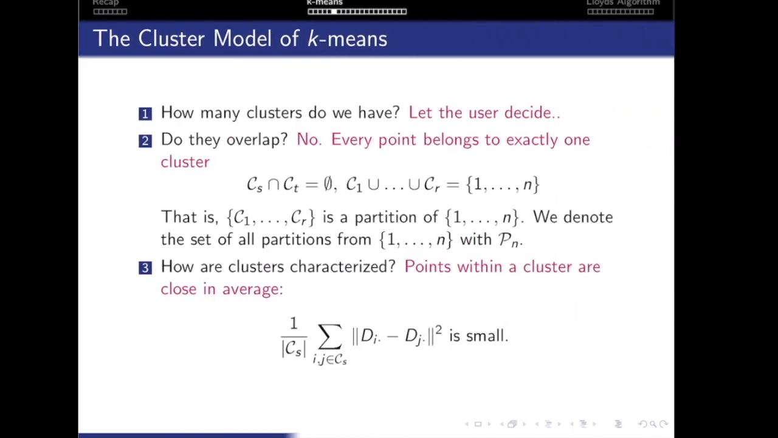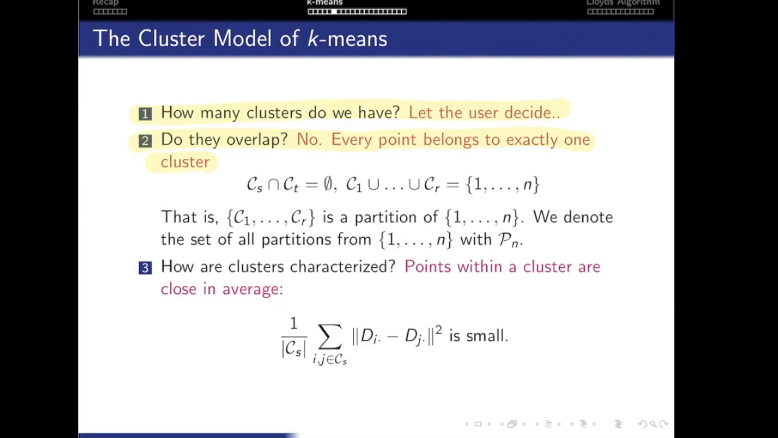So for k-means, we have the following answers. How many clusters do we have? Well, we just let the user decide. So the number of clusters will be an input to the method. And the question, do they overlap, is answered with no. Every point belongs to exactly one cluster.